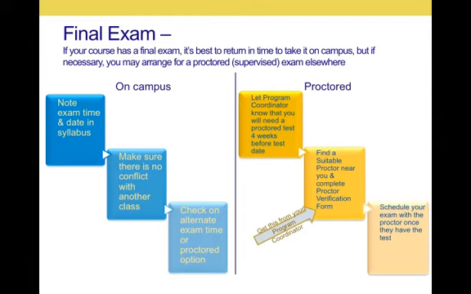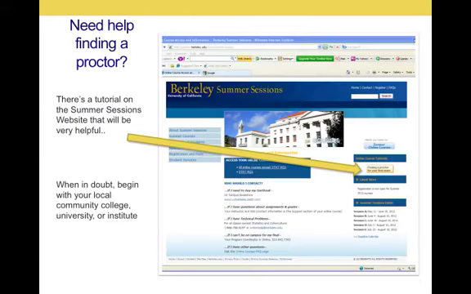Although it's best to plan to be back on campus in time to take your final exam, if there is one for your course, I understand that there can be some extenuating circumstances that prevent this. In that case, you can take a proctored final at a location close to you. Be sure to let me know as soon as possible if you plan to take a proctored exam, but definitely at least 4 weeks before your course end date. If you're having trouble locating a suitable proctor, there's a great tutorial on the Summer Sessions website that should help you.